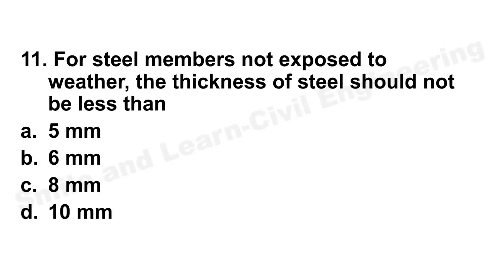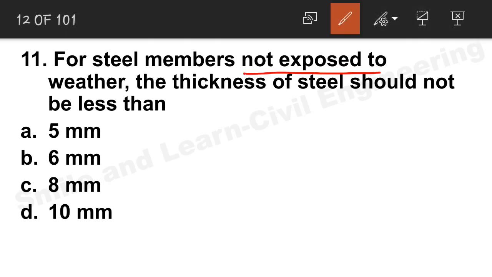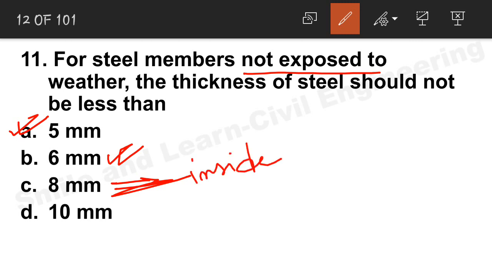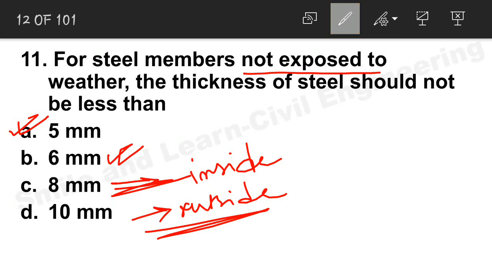For steel members not exposed to weather, the thickness of steel should not be less than. Okay, so steel members not exposed to weather, since it is not exposed to weather, the thickness of steel is, according to me, 5 mm. Okay, and whenever it is exposed to weather, then it will be 6 mm, and if it is exposed to weather and for inside painting, then it will be 8 mm, and when it is exposed to weather and for outside painting, it is 10 mm. Okay, so these things you need to remember. Okay, let's move on to the next question.